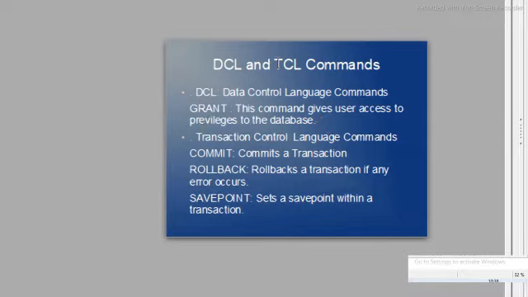The other one is TCL, the transaction control language commands. The first is commit, the second is rollback, and the third is save point. Commit commits a transaction. If you give the command commit, then the transaction will be committed. If you give the command rollback, the transactions will be rolled back if any error occurs. Save point sets a save point within the transaction. These are the transaction control language commands.